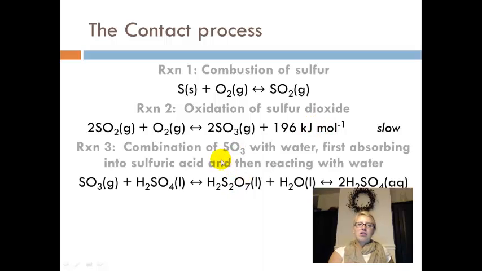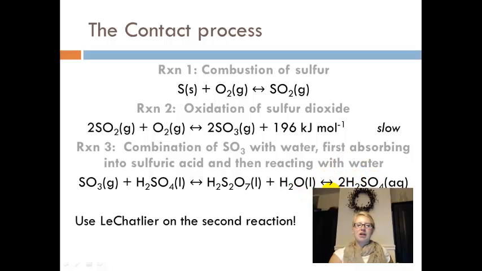The third part of making sulfuric acid is the combination of SO3 with water, first absorbing into sulfuric acid and then reacting with the water. So SO3 reacts with sulfuric acid to make H2S2O7 plus water, which then sets up an equilibrium to form more sulfuric acid.